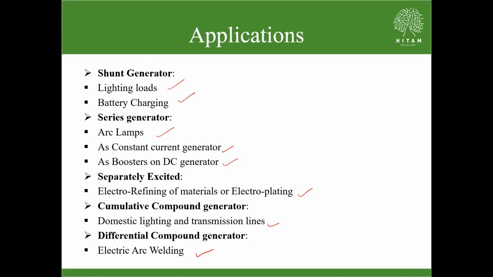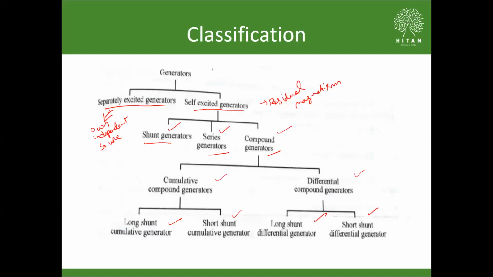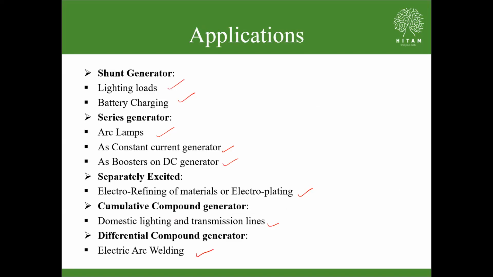Yes, sir. So I hope everyone understood the construction. Now, what is meant by a DC generator? And what is the purpose of a DC generator? The construction details, the principle of operation, that is Faraday's law of electromagnetic induction, and working of the DC generator, and finally the types of DC generators and the applications of DC generators.